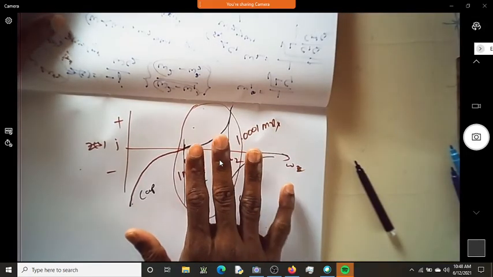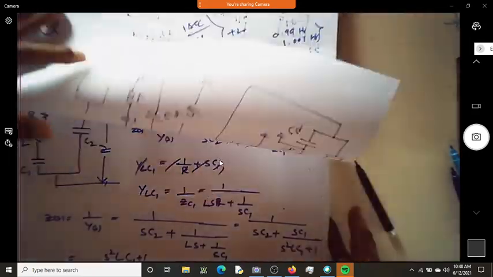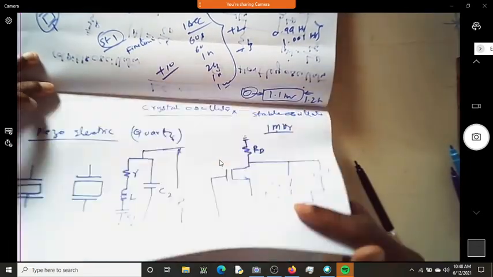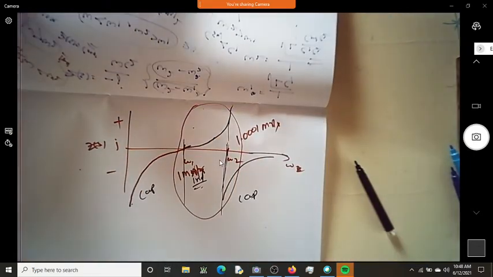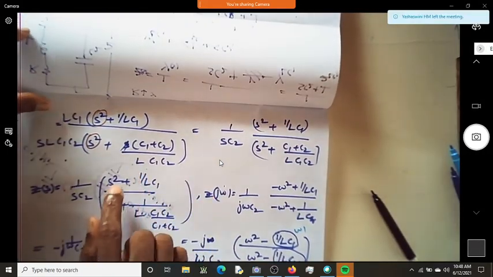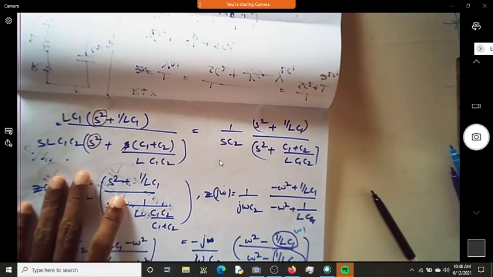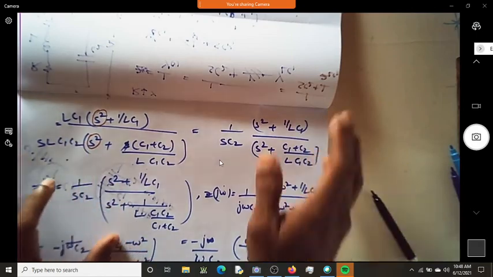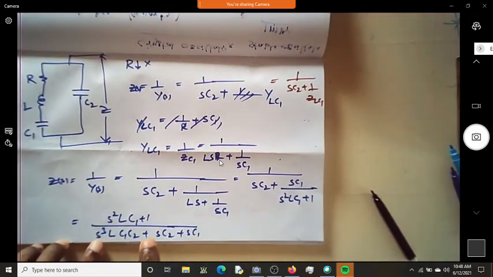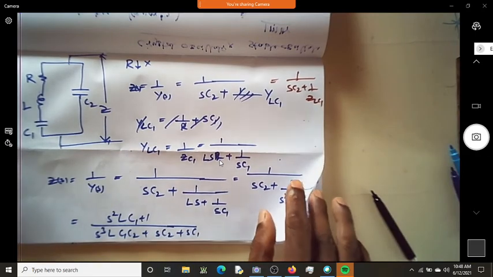Once you are using this as a part of your Colpitts oscillator, it becomes a crystal oscillator. Is it clear? The only thing is that you may have to write this equation once or twice, taking a common factor so that you end up with the coefficient of S square as 1. You have the S cube term and all those terms, but make sure that you retain only S square. To do that, you have to take out S, L, C1, C2. If you take that out, then it becomes so easy.